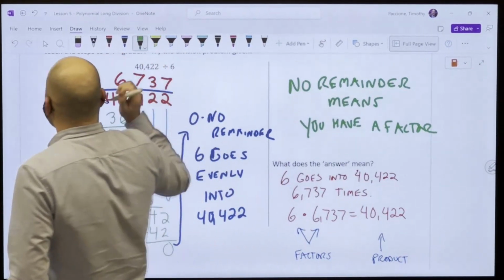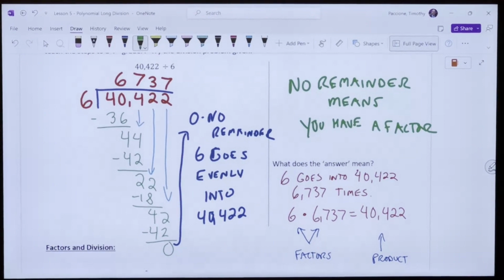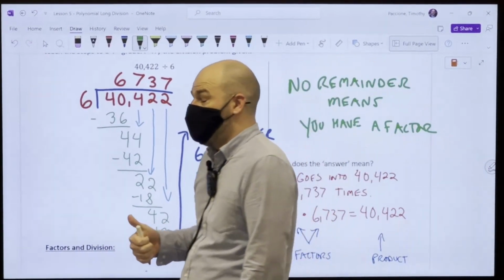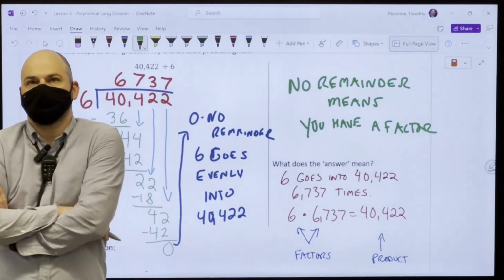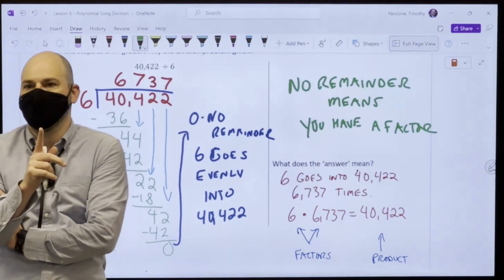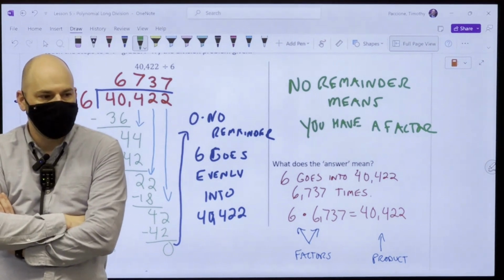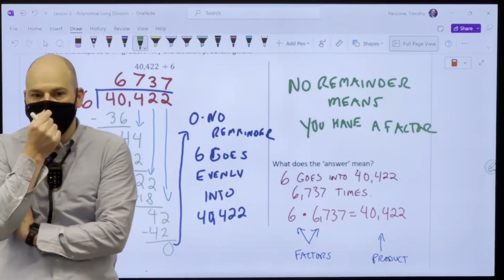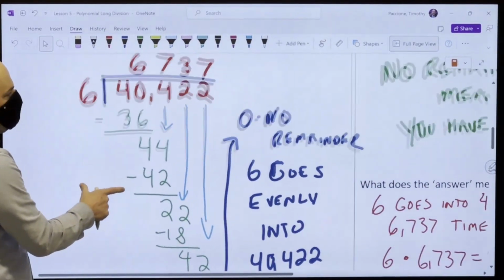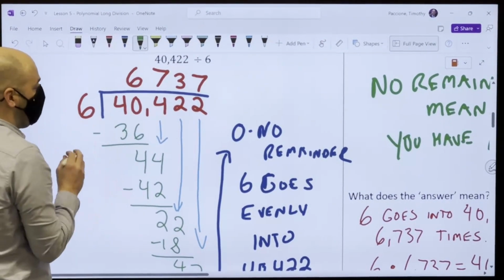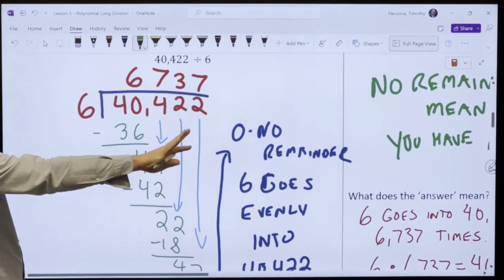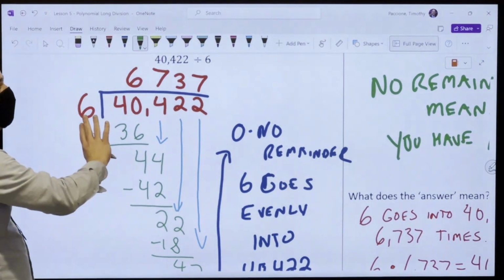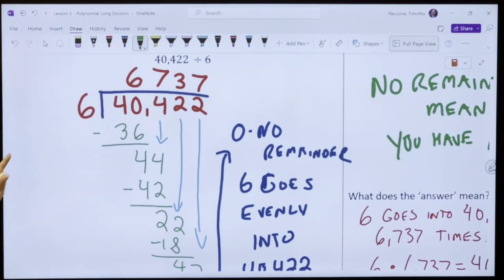But let's talk about this process first. If you were dividing 40,422 by 6, do you just go like, got it? No. You have to do it one step at a time, right? One piece at a time. What is that piece? Well, if I'm doing this, I say to myself, I don't know that. So I'll just start at the beginning.